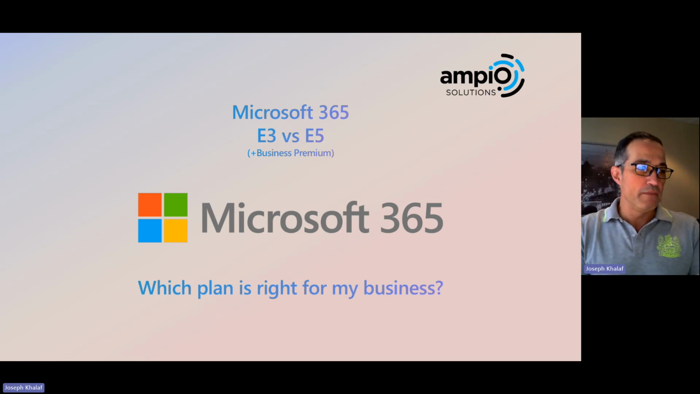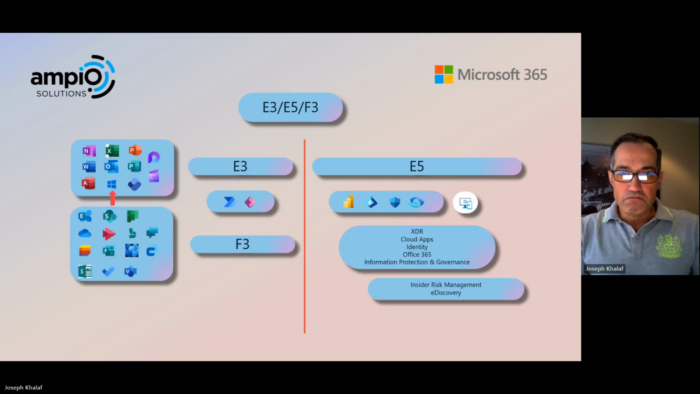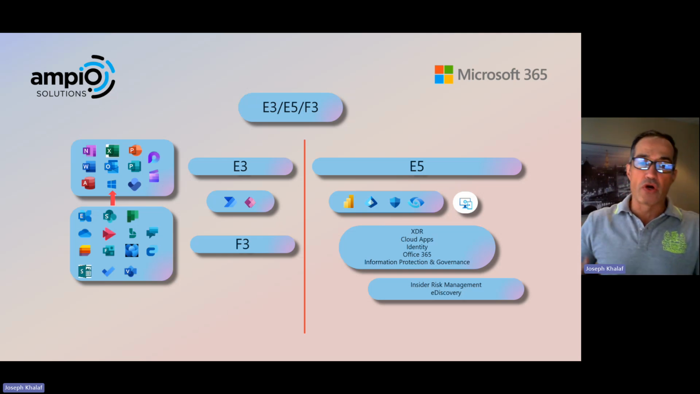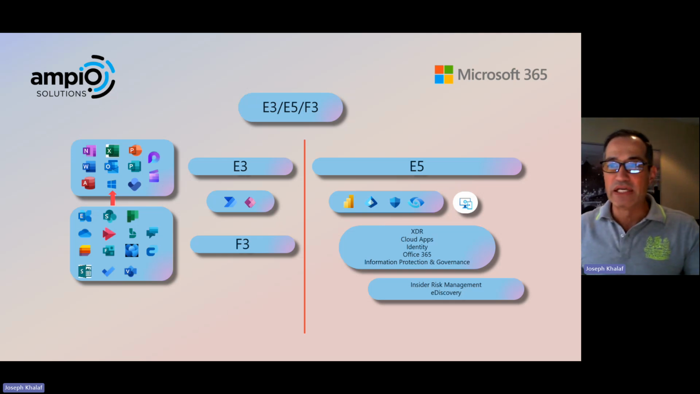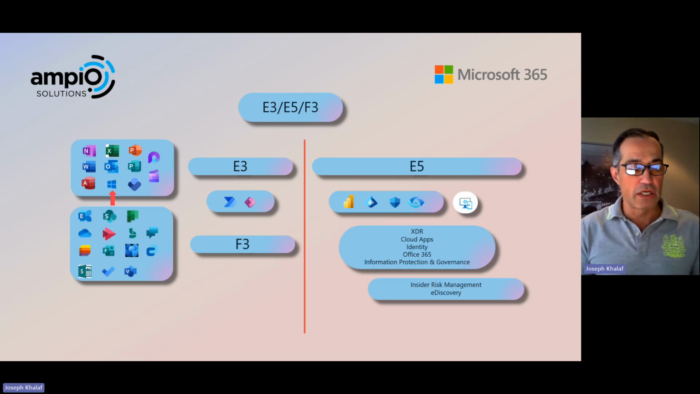As we can only imagine, the Microsoft subscription model is really complicated. There are a lot of details in each and every plan. There are a lot of products, there are a lot of sub-products, and the list goes on. So if we're looking at this right here, you will see that we're talking about E3, E5, and F3, and let's get into the details of those three.